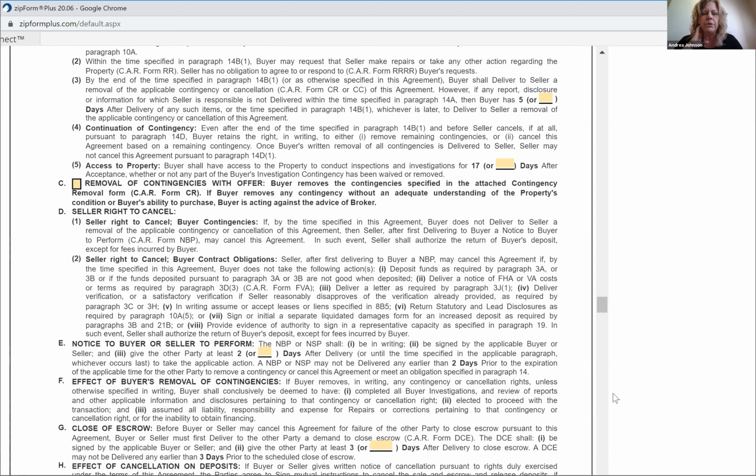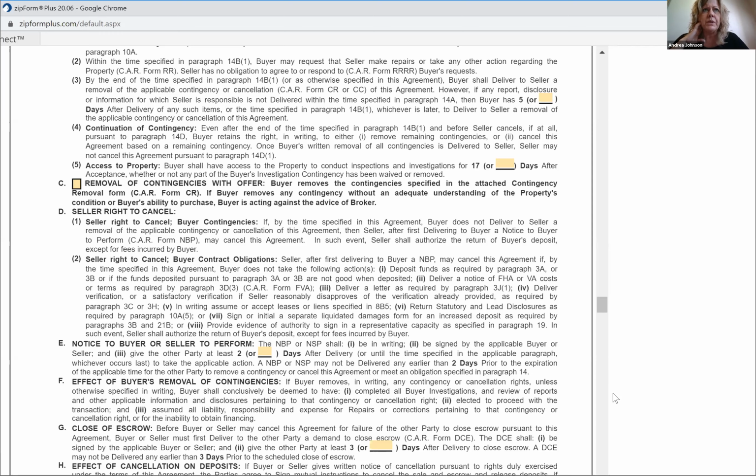Now, this is really crucial and important that you explain to buyers, because seller has no obligation to agree to or even respond to your request for repairs. They don't even have to say pound sand or we got this. But if they're going to respond, they're going to use CAR Form RRRR, which is seller's response to buyer's request for repairs. I will say I have never had a case where it was just crickets, silence, no response at all. But it does say here, the seller doesn't even have to respond.